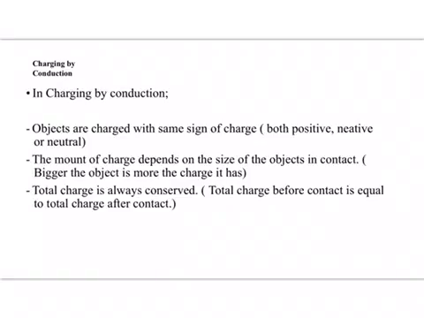In charging by conduction, objects are charged with the same sign of charge. That means that they are both positive, negative, or neutral. The amount of charge depends on their sizes. The bigger the object is, the more charge it has. And the total charge is always conserved. The total charge before the interaction is equal to the total charge after the interaction.